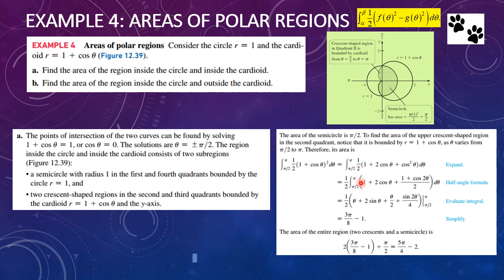When we plug in the values of theta between pi over 2 and pi, we get 3 pi over 8 minus 1. Now that's just the area of the top shape, so we have to multiply that by 2, ultimately getting 5 pi over 4 minus 2.